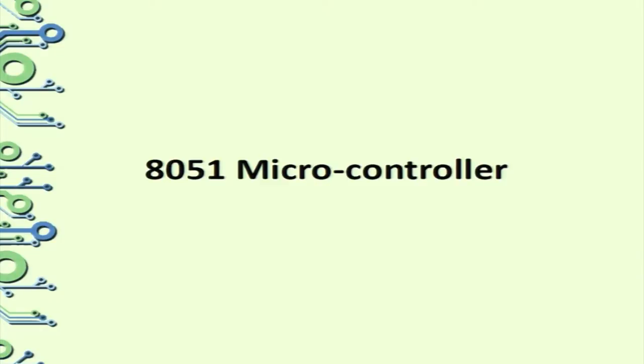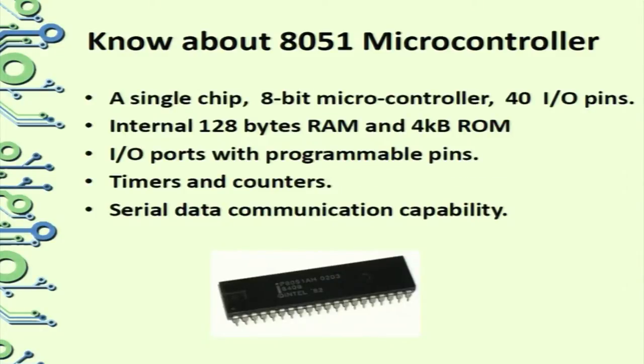Now let's go into a little detail about the microcontroller itself. The 8051 is a single chip 8-bit microcontroller having 40 pins. It comprises of a read-only memory of 4 kilobytes, a random access memory of 128 bytes. It has I/O ports with programmable pins. Timers, counters, and serial data communication are also possible with this microcontroller.